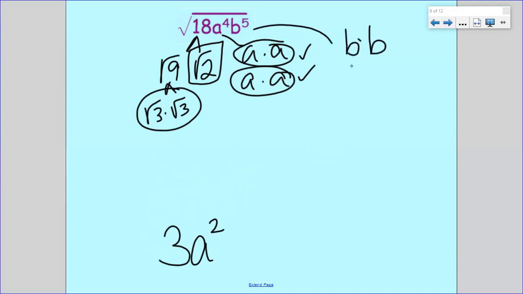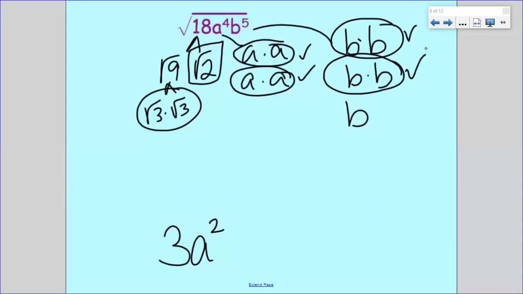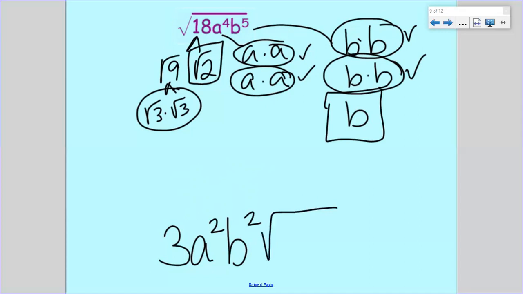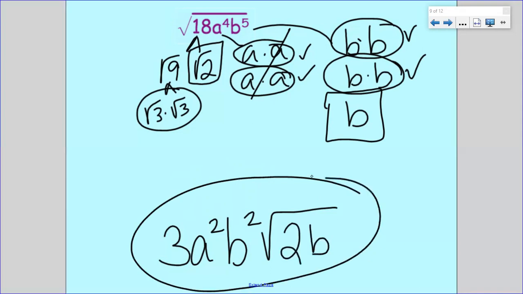Now let's do b to the 5th: 1, 2, 3, 4, 5. Here's a pair. Here's a pair. So there's 2, so b squared, and this guy. He's not going to be alone, though. He's got that square root of 2 over there. So the a's are all gone. I'm left with the square root of 2 and b underneath. There we go.